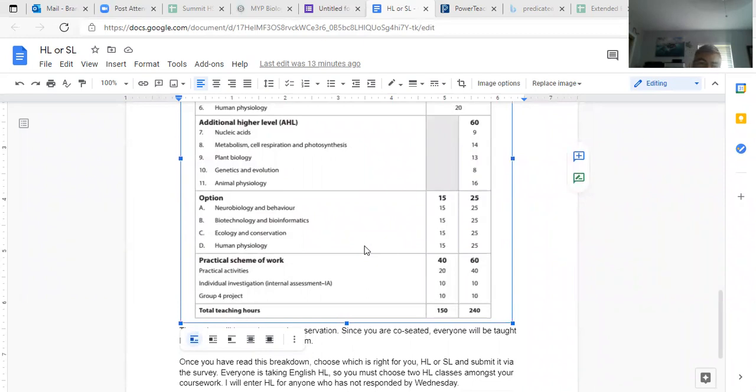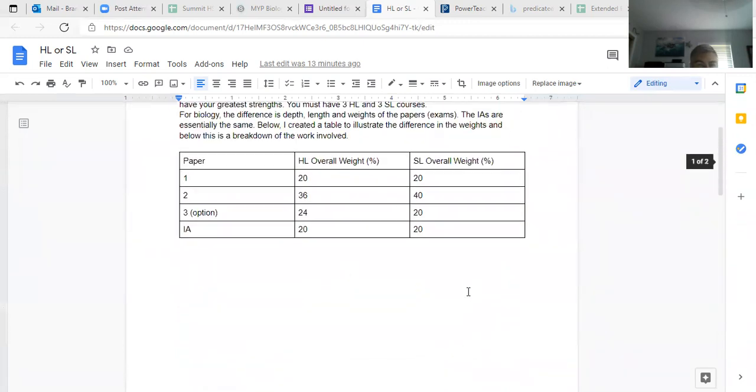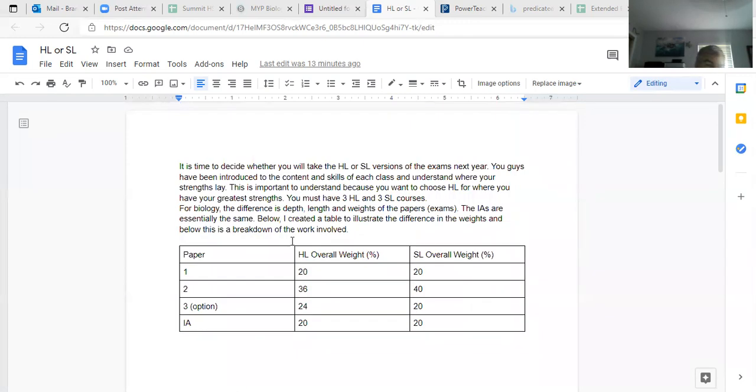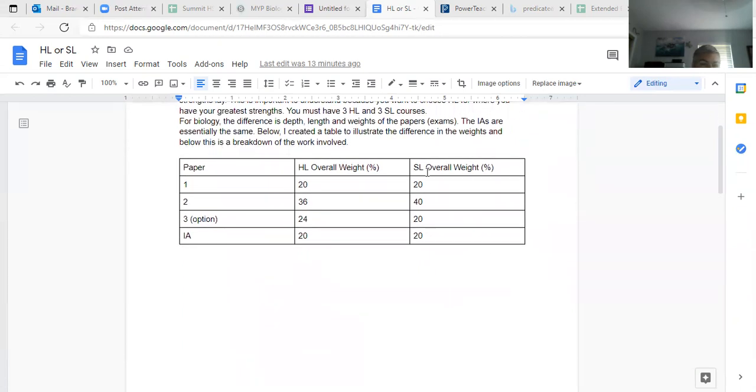It's just that whenever you think about HL and SL, HL is much more in depth, and that's really the biggest difference. So your tests are going to be more in depth. Everybody is going to be co-seated, so you're going to have the instruction anyway. You still have a choice on what you're going to do. If you do take the SL test, you're just going to be over-taught for the SL test. You should do really well on it.